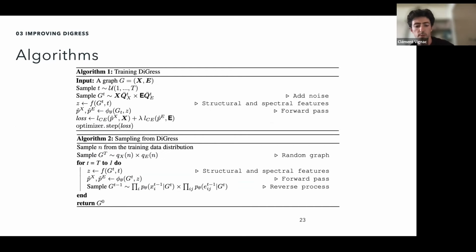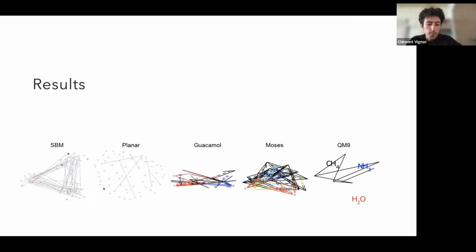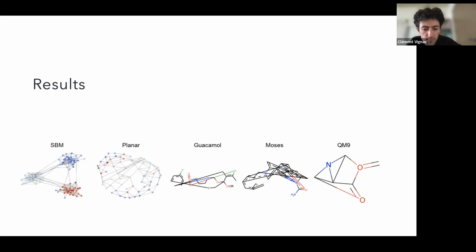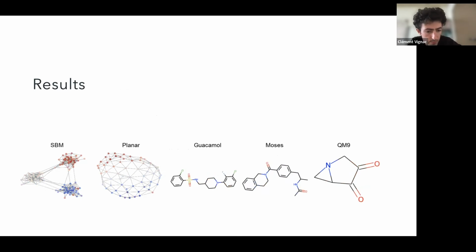For sampling, we start from a random graph. At each iteration, we compute the structural features, we predict the clean graph, we combine the distribution of the clean graph with the conditional distributions to get the distribution at time step t-1, and we sample. So these are chains that we obtain in practice. These are the different datasets that we consider.